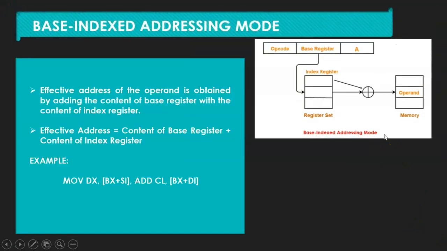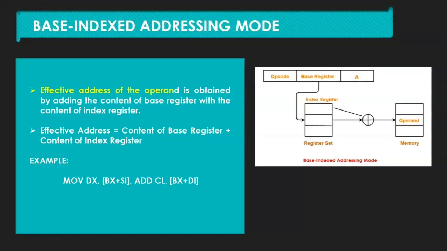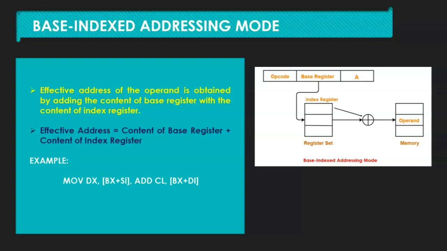In the base indexed addressing mode, the effective address of the operand is obtained by adding the content of the base register with the content of the indexed register. So the content of the base register plus the content of the indexed register gives the effective address.